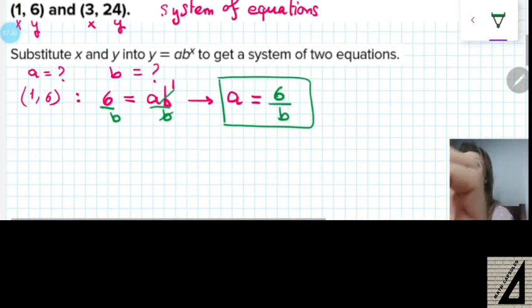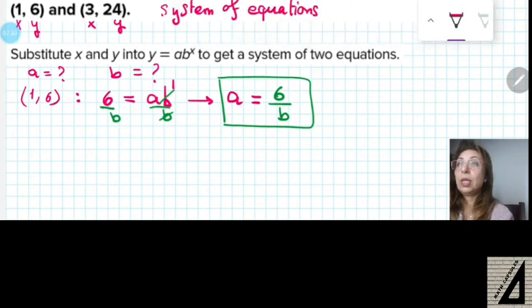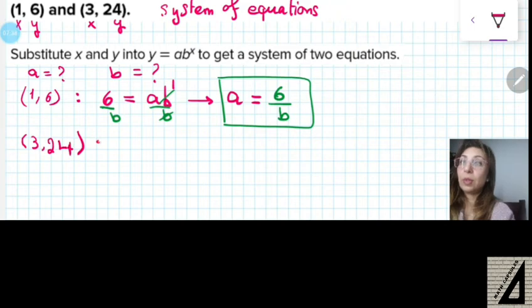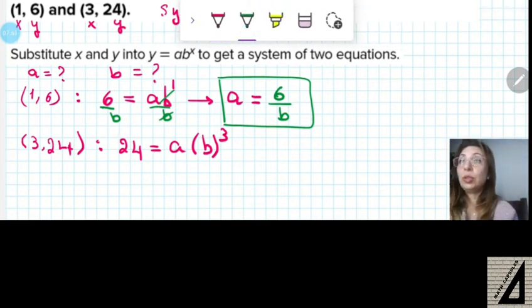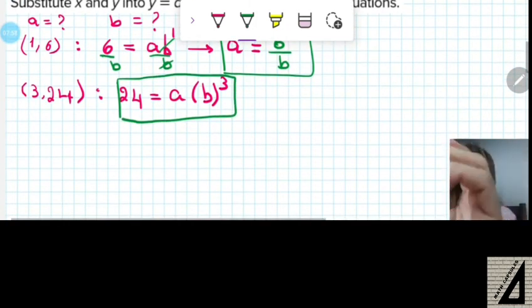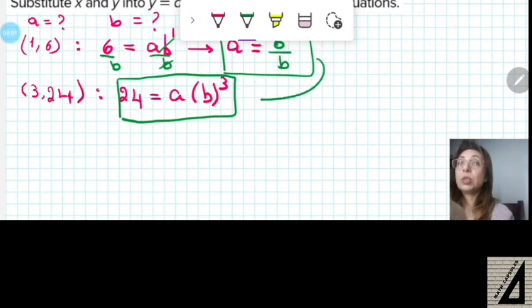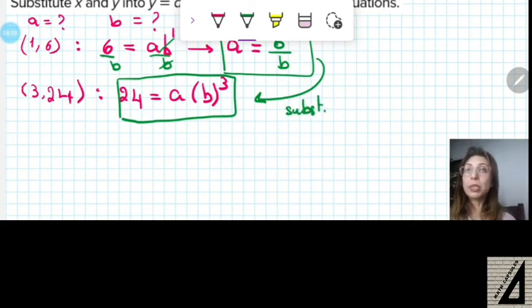The second equation is for the second point. The second point is (3, 24). Again, substitute by 24, that is y, equals a, which is the unknown, times b, power x, that is 3. Now this is the second equation. Now we have two equations for a and b. We're going to substitute now a equals 6 over b in the second equation. We are solving this system of equations by substitution.